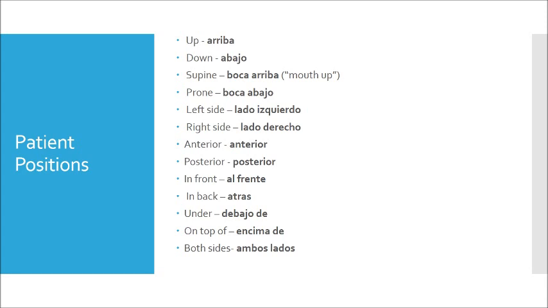Also, under is debajo de, on top of is encima de, and both sides is ambos lados. So if you're asking them to repeat on both sides, you can say repita, ambos lados. I've also found with patient positions, if you're asking them to straighten or extend their knee, you say derecho, and they'll know to straighten it. But it's a little confusing because the right side is also lado derecho. You can also demonstrate to the patient what you want them to do.